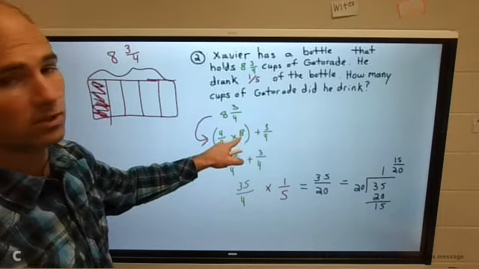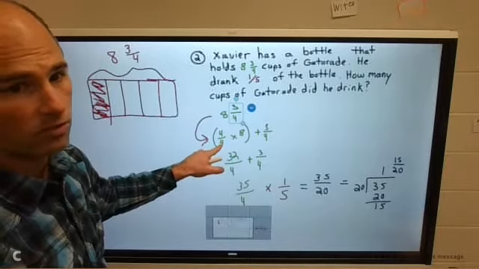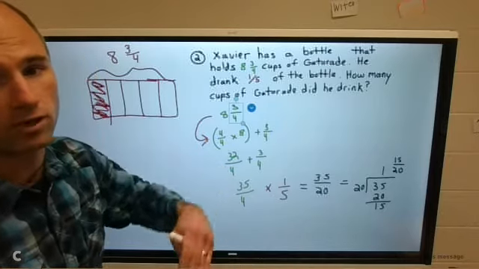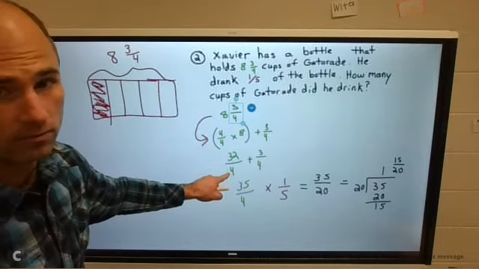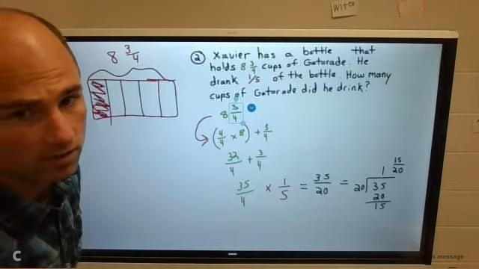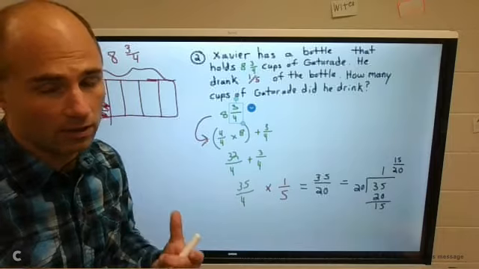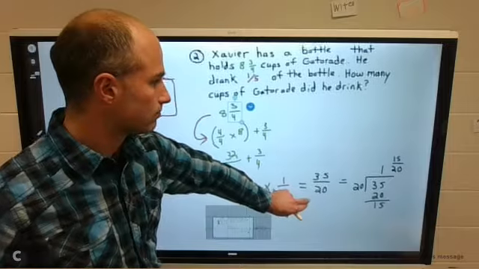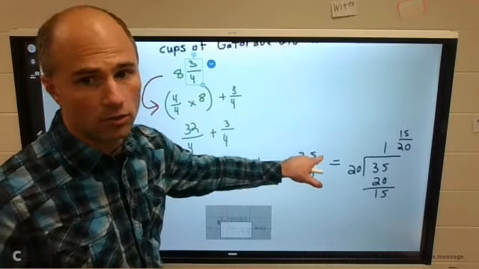4/4 8 times, because the denominator is 4. 4/4 means 1. So you're doing 1 times 8 equals 8. But in this case, we want to turn it into an improper fraction. So I get 32/4. I add 3/4 to it to get 35/4. Times 1/5, which is 1/5 of the bottle. Okay. I get 35/20. Then I find out how many 20s go into 35.